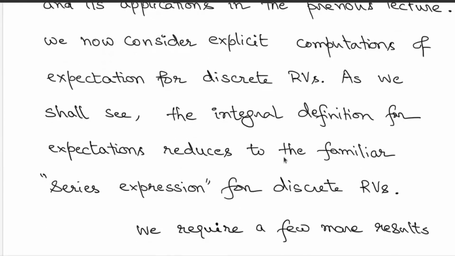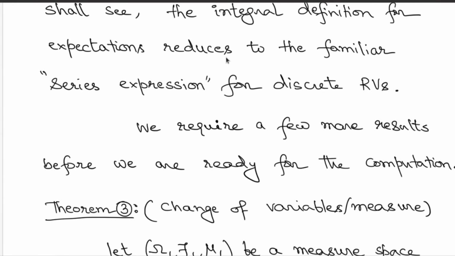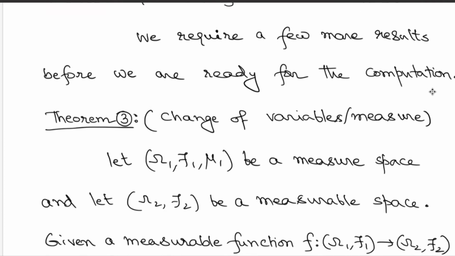Alright, so let's start with this idea that expectation of a random variable as defined in this course is through that measure theoretic integration. Now we restrict our attention to these discrete random variables and we would like to simplify that definition to a more manageable level, and we would like to see how it comes out. We would like to say that it will at the end reduce to the familiar series expression for discrete random variables. So before going to the explicit computations, we require a few more results.